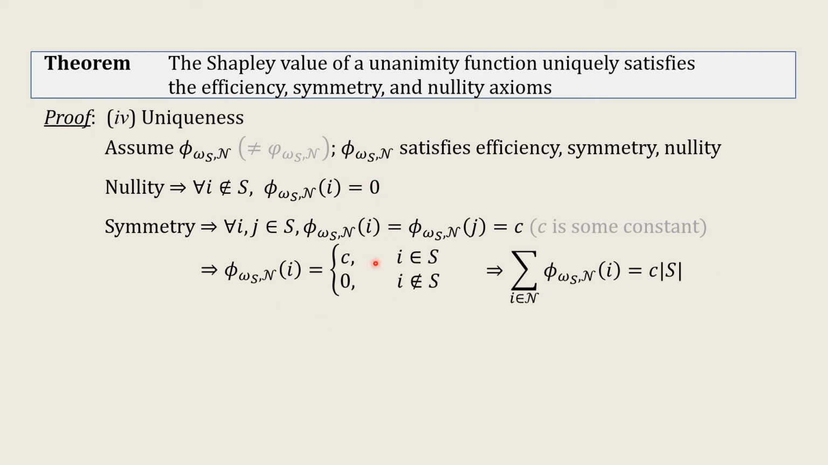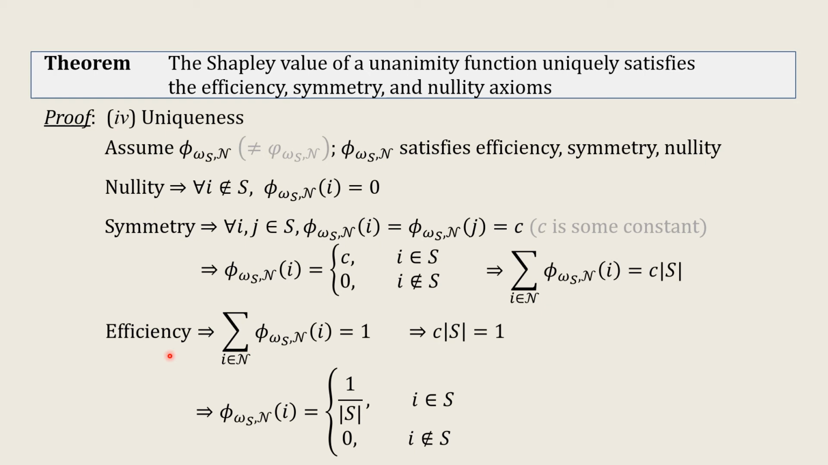Whence, from these two, we get phi of i is C when i belongs to S and 0 when i does not belong to S. Taking the summation over all i's, we therefore have summation phi i equals C times cardinality of S. Now from efficiency, since phi also satisfies efficiency, summation phi i must be equal to 1, whence C times cardinality of S is equal to 1. Thus, this expression for phi i might be written as phi i equals 1 over cardinality of S when i belongs to S and 0 otherwise.